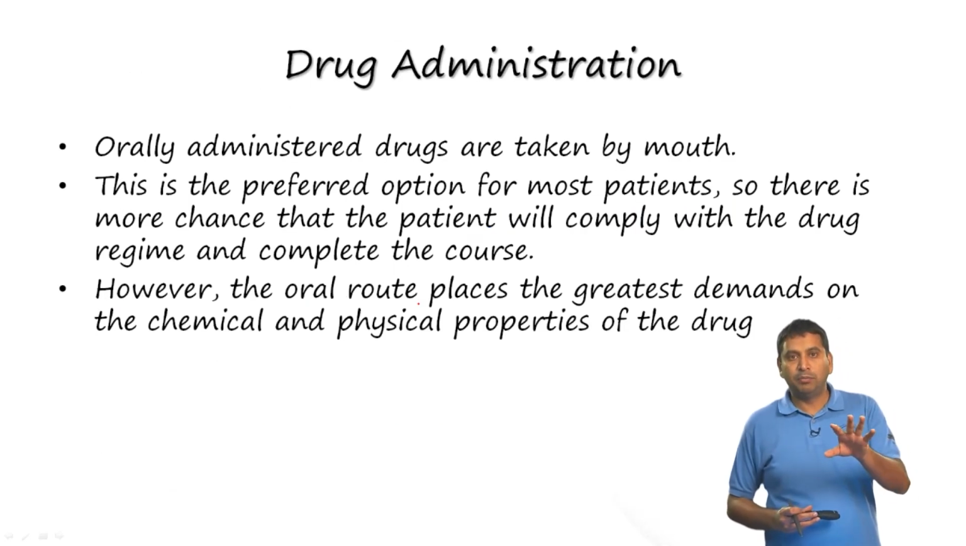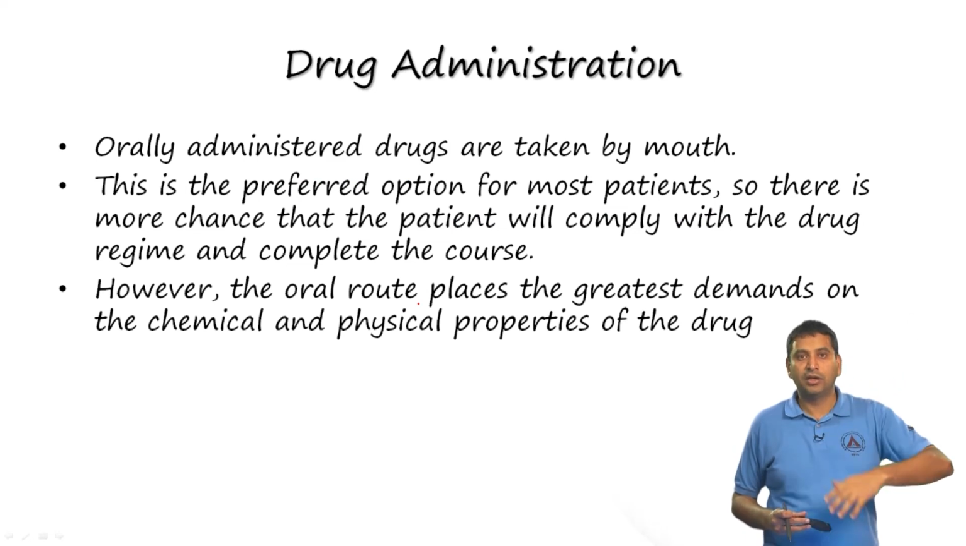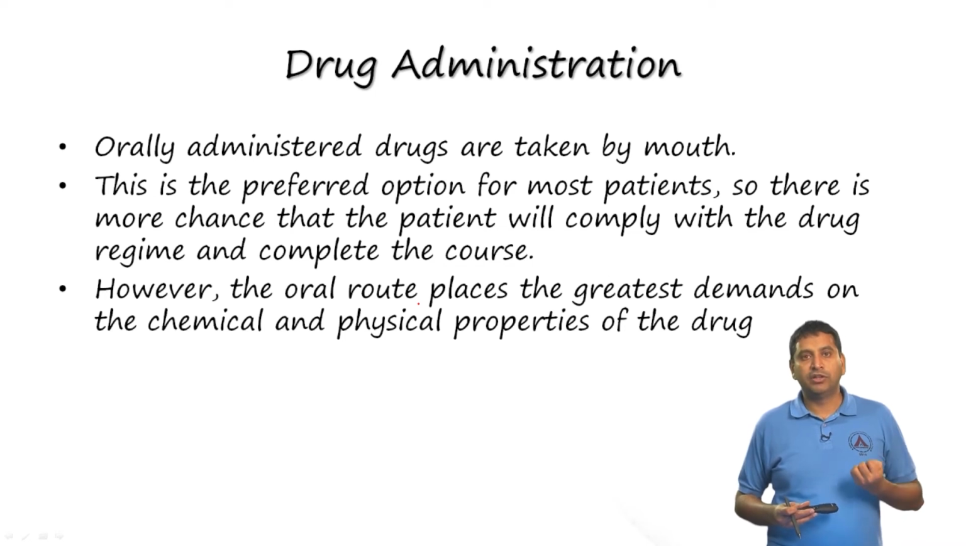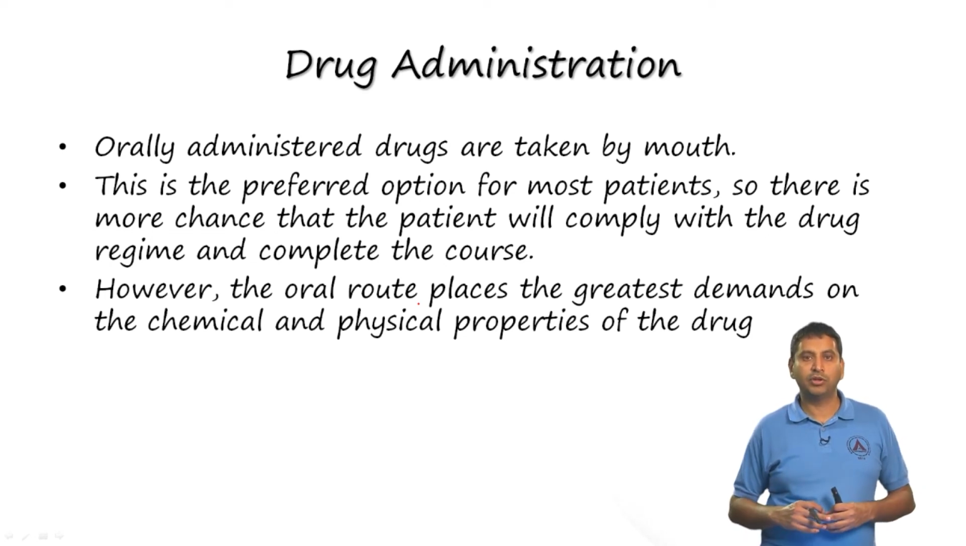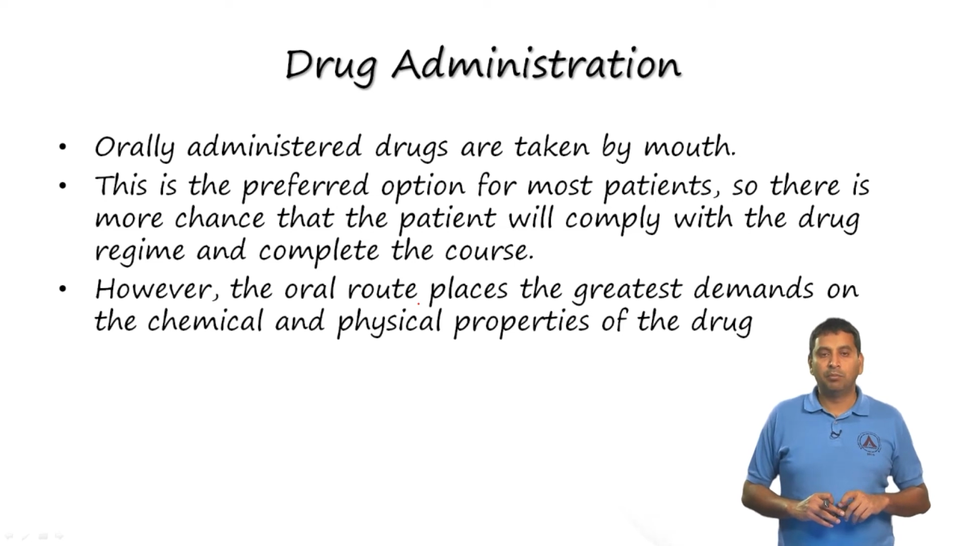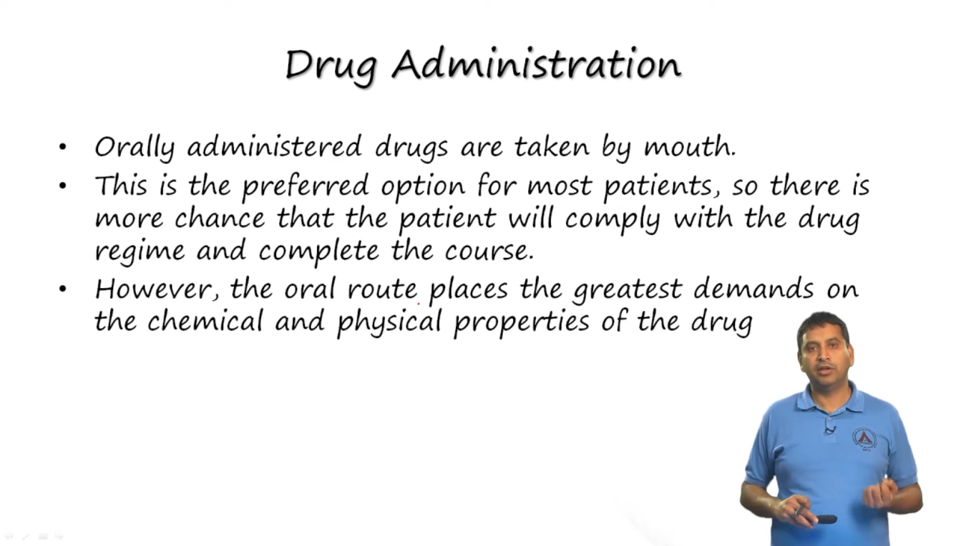So, that completes our discussion on the various ways in which the drug is going to be metabolized and absorbed and so on, and we also looked at the main route of excretion, which is through the kidneys. So, now let us look in detail at the ways in which the drug is administered. Okay. So, of course, orally administered drugs are taken by the mouth, and this is the most preferred option because there is a higher chance that the patient will comply, because there is no injection or pain induced during administration. But as we have looked at earlier, the oral route places the greatest demands on the chemical and physical properties of the drug.